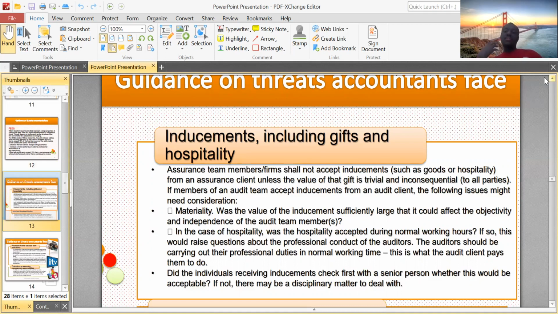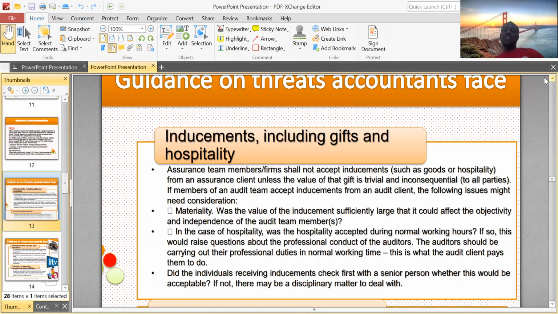We want to understand materiality. Was the value of the inducement sufficiently large that it could affect the objectivity and independence of the audit team members? In the case of hospitality, was the hospitality accepted during normal working hours? These are questions that you need to be asking yourself. So what is the main point? The main point is, on a general note, assurance team members should not accept inducements from an assurance client unless the value of the gift is trivial and inconsequential.